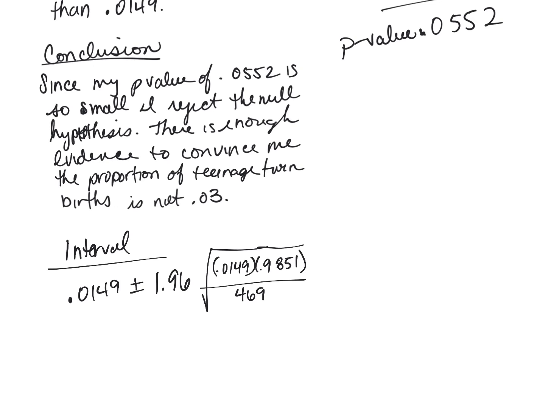I go to A, 1-PropZInt. I put in 7 for x, 469 for n, and I calculate. Nope, 0.03 is not in my interval. So our interval does not contain our null hypothesis, which is good. If our p-value was closer to 0.1, then we're more likely to have our interval contain the null hypothesis. So sometimes we have to go to 90% confidence if we reject it instead. So you want to adjust that if you get the null hypothesis in your interval. I get 0.00395 to 0.0259.